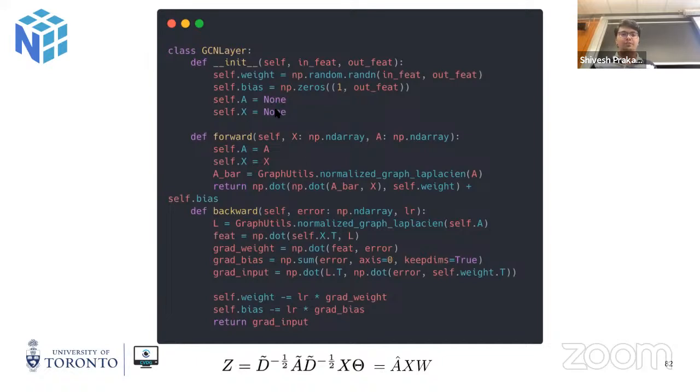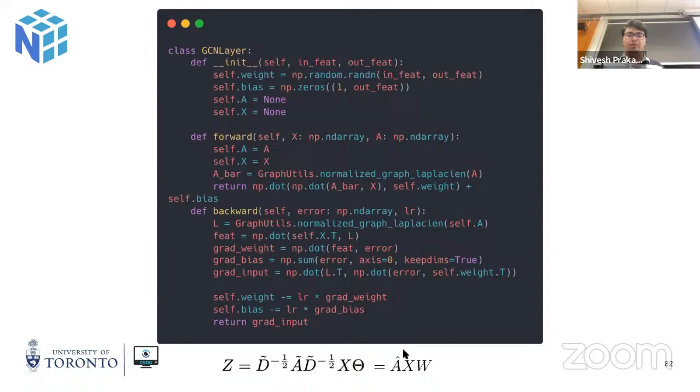And this is the forward function. So you need to focus on this equation right here. So this part here is the adjacency matrix, that is A bar, A hat, which is here. And now we use this function, normalized graph Laplacian. This is our original adjacency matrix here, and then we send this to normalized graph Laplacian. So this A bar here is this thing, right?